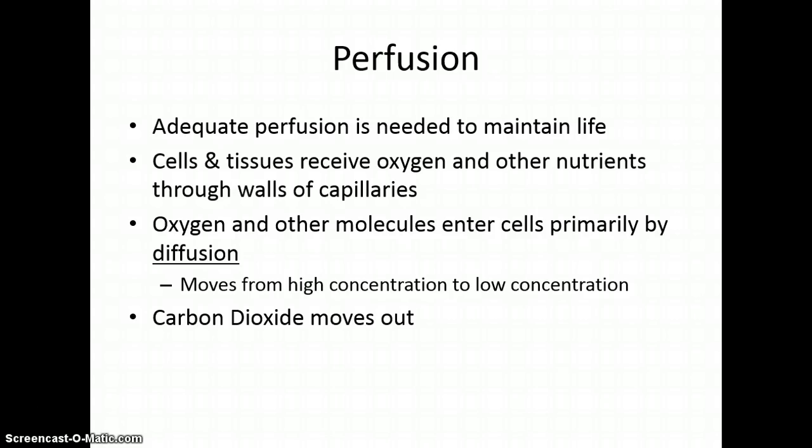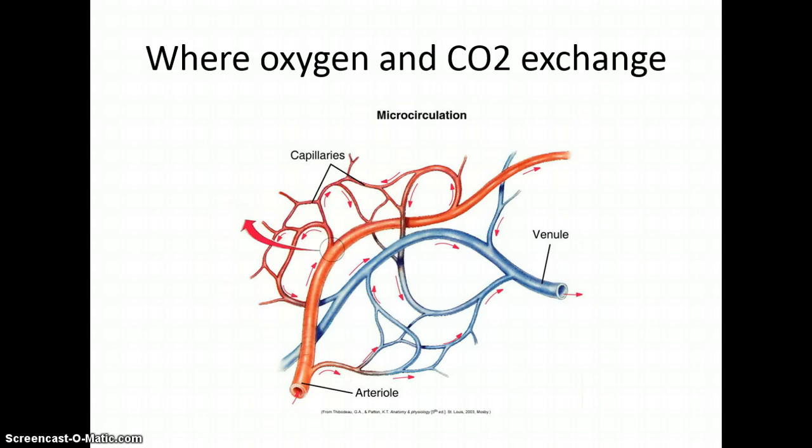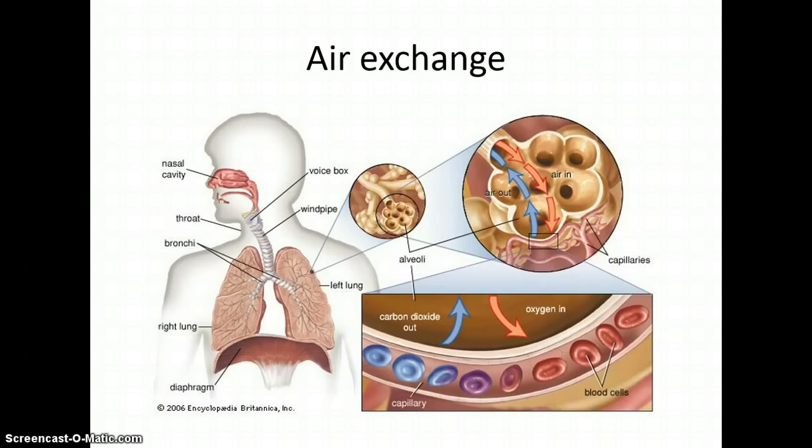Our perfusion then is needed to maintain life. That is where the oxygen is down to the cellular level. It is able to get through the walls of the capillaries, and it is diffused then by moving from a high concentration to a low concentration to the cells, and we see that exchange taking place then in the microcirculation of the body. As we look at air exchange, we know then that we have the trachea that comes down.